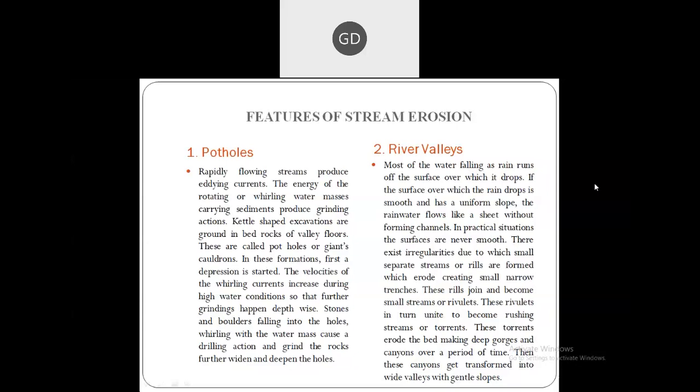They are occurring in the softer rocks, at the critical location in a bedrock. So this is about your potholes. Then comes your river valleys.